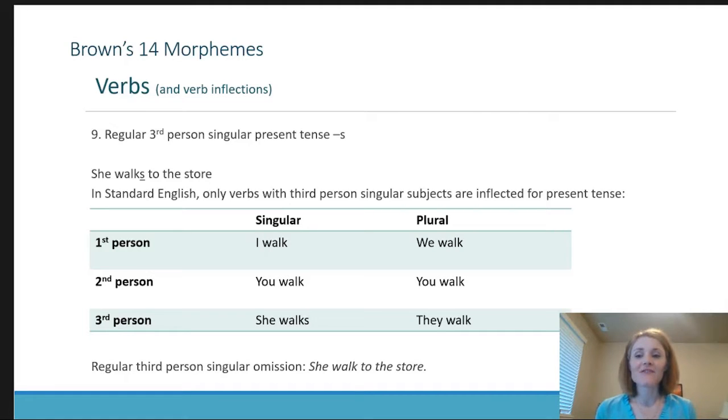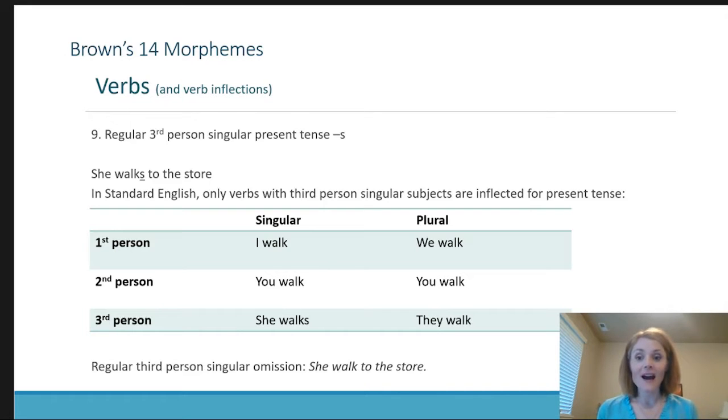Next we have the regular third person singular present tense S. So this would be the S in walks in the sentence she walks to the store, which is indicating that the verb walk has taken place in the present tense. And you'll notice that English uses S for a lot of its inflectional morphemes, like plural S, possessive S, and now present tense S. And in standard English, only verbs with third person singular subjects are marked for present tense.